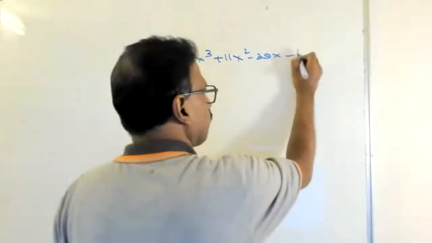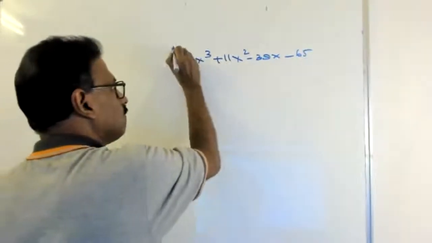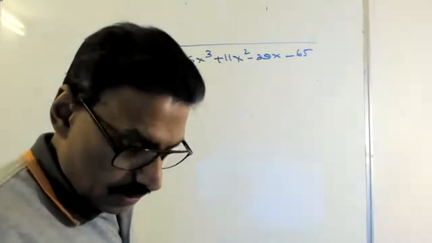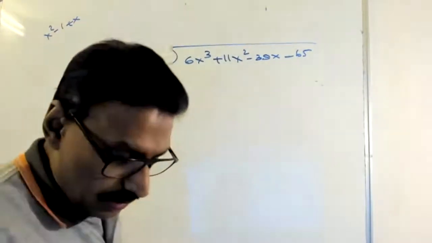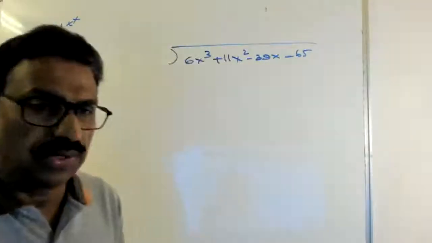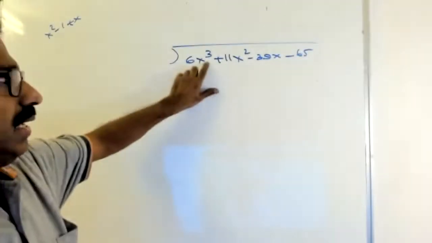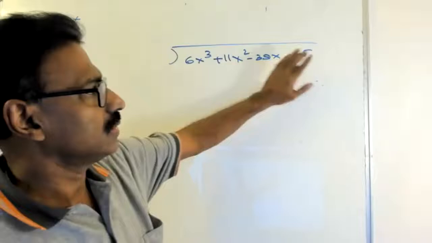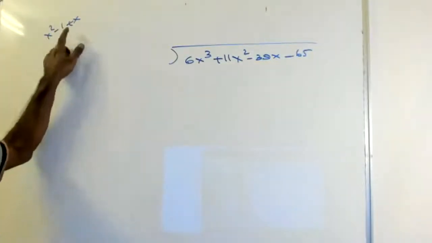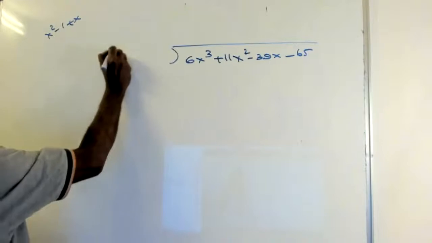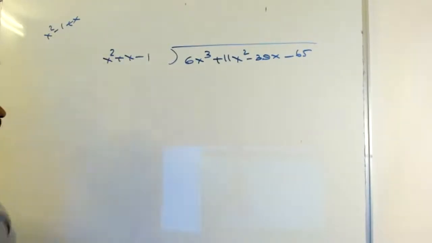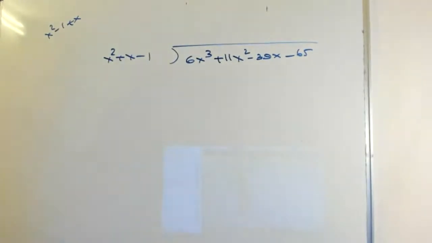Minus 65, divided by x square minus 1 plus x. So what will you do here? 3, 2, 1, 0 divided by x square minus 1 plus x. Make it in order. What order? x square plus x minus 1. Agree or not? Are you okay? Yes, sir.